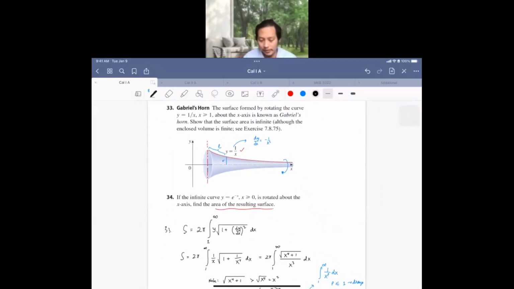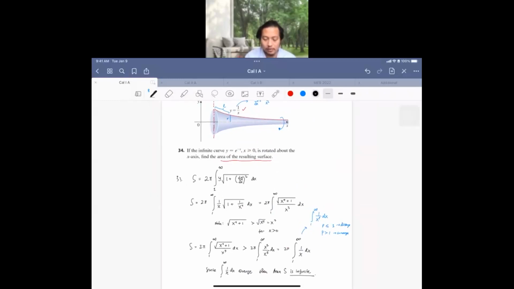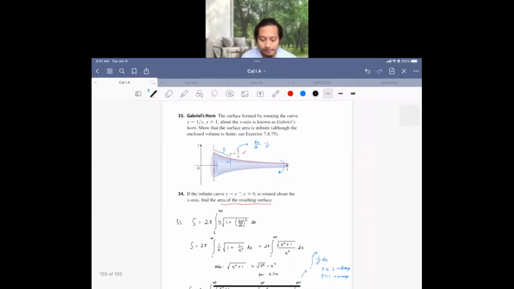So the surface area is infinite. You can try to find the volume, and you will find the volume is actually finite. So it's actually one phenomenon that shows the surface is infinite, but the volume is finite. This is number 33, the Gabriel's horn phenomenon.